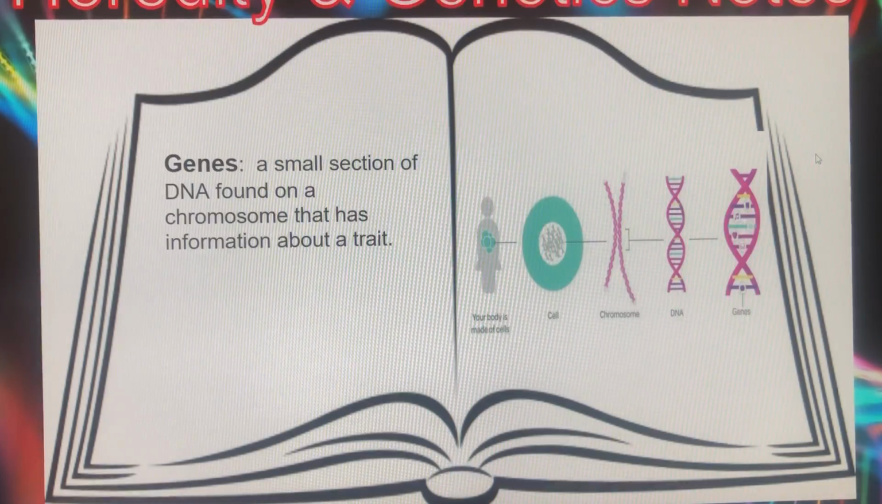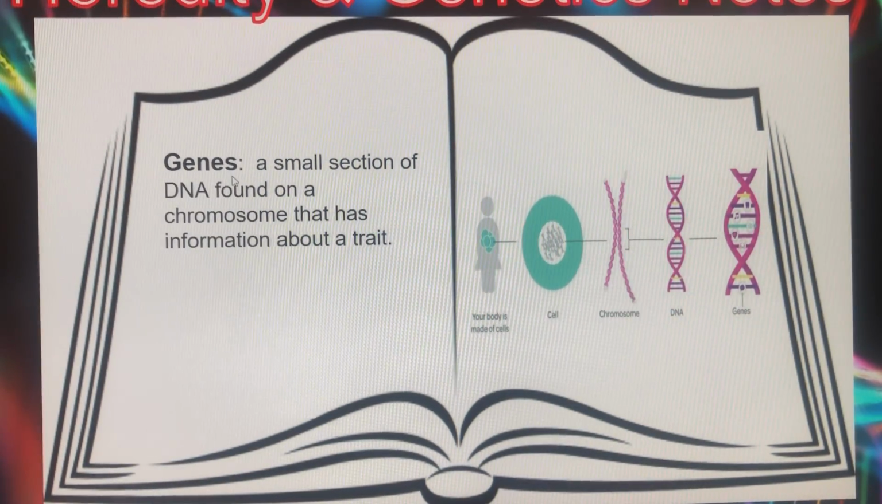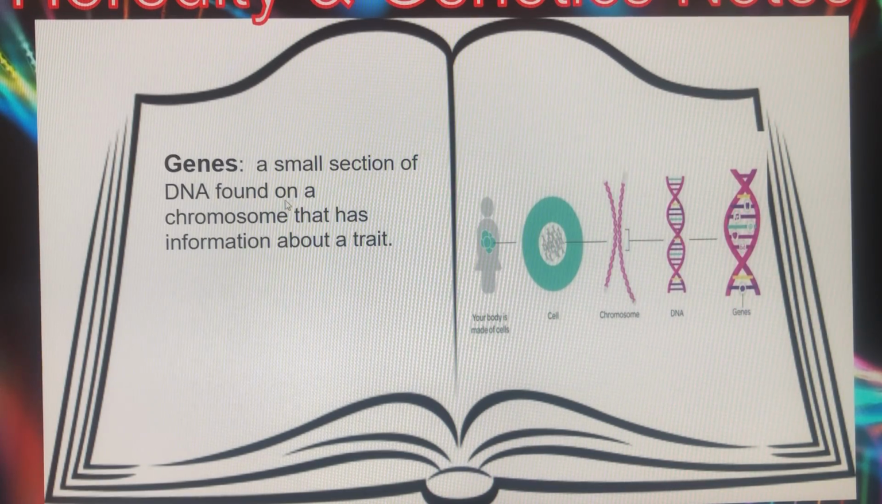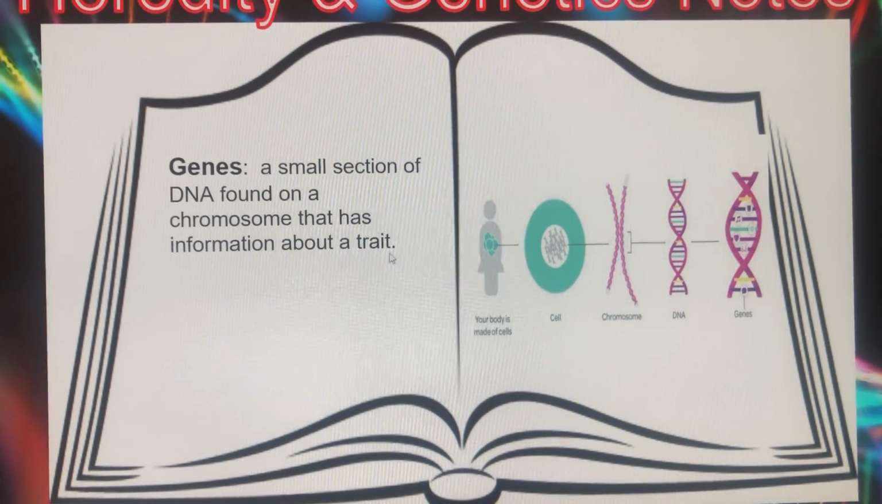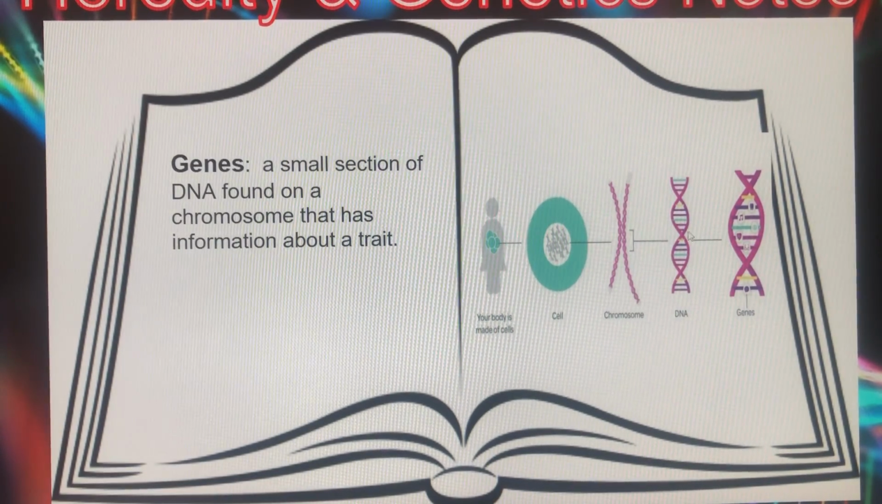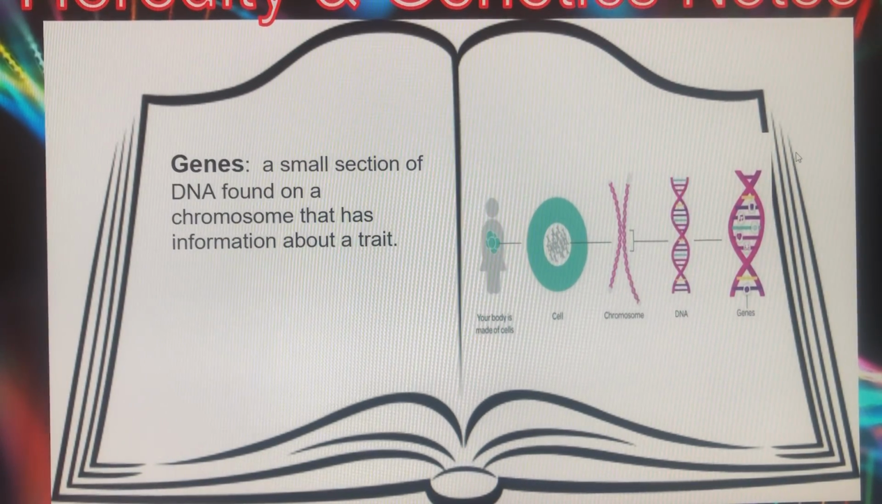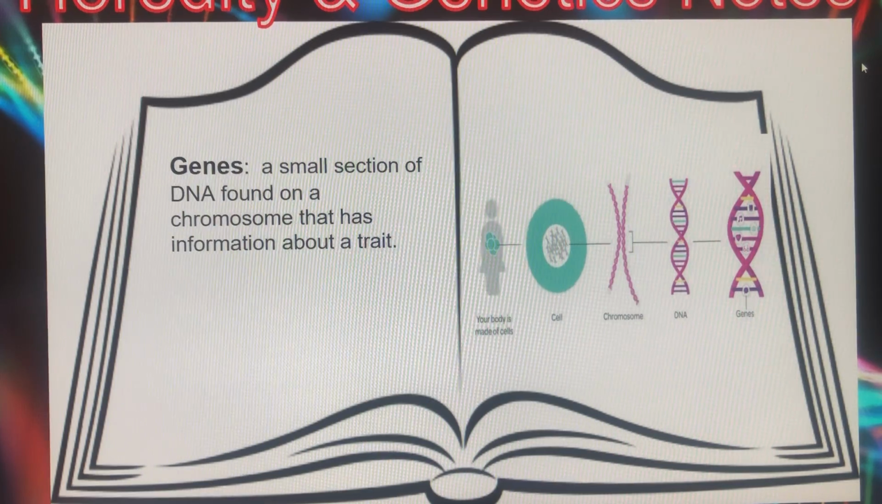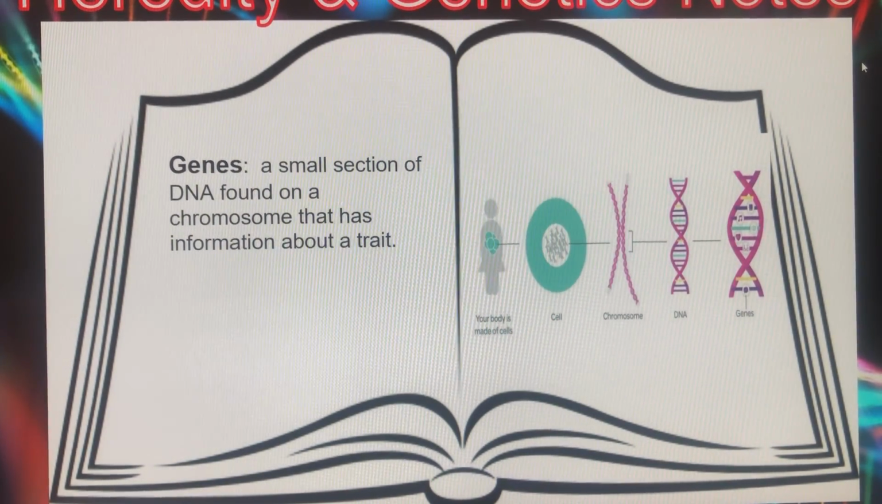So for your ISN entry, a gene is a small section of DNA found on a chromosome that has information about a trait. If you would like to draw this out in your ISN to have that extra image for reinforcement, please do so. Remember, if you need extra time, press pause. You can always resume play when you're ready to move on.